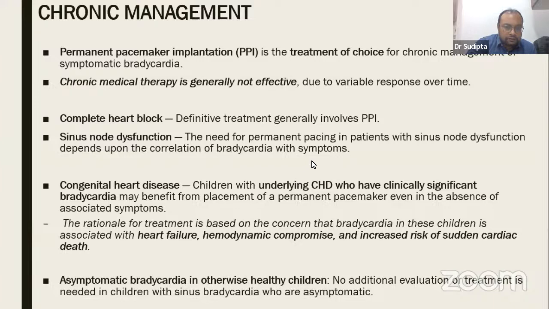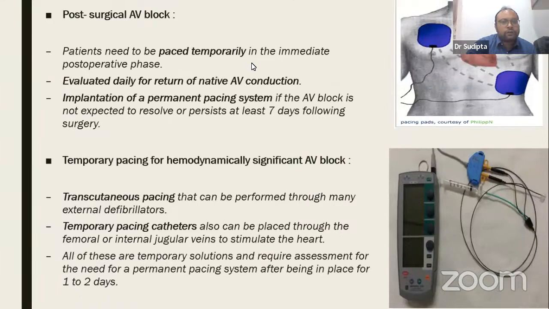So for post-surgical AV block, temporary pacing wires are usually placed after open heart surgery: the surgeons put pacing wires which are taken out of the thorax and placed outside, and they can be paced temporarily in the immediate post-operative phase in case of post-surgical AV block. And they should be evaluated daily for return of native conduction. If it does not return within 7 days, then a permanent pacing implantation is suggested.